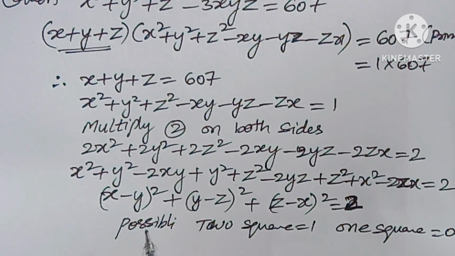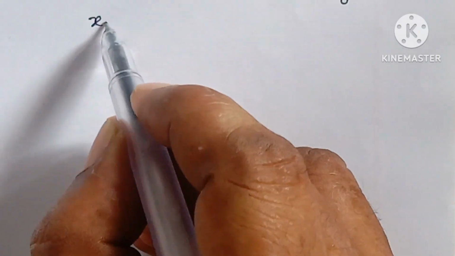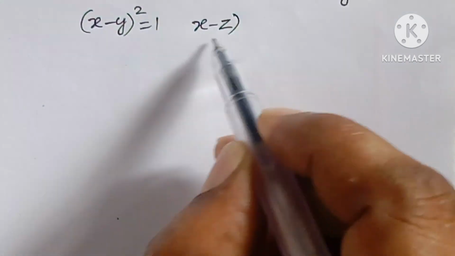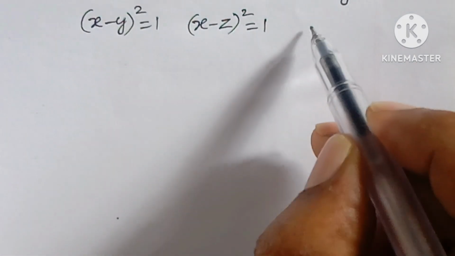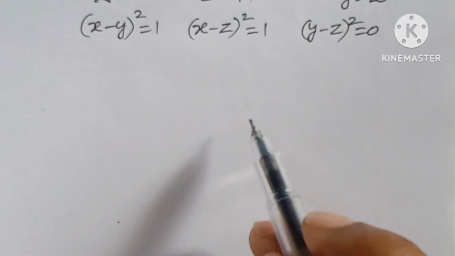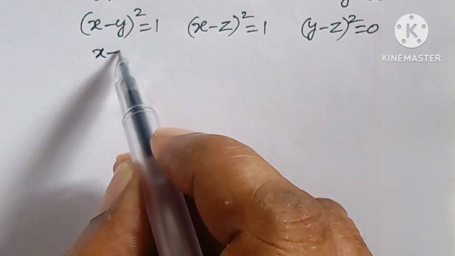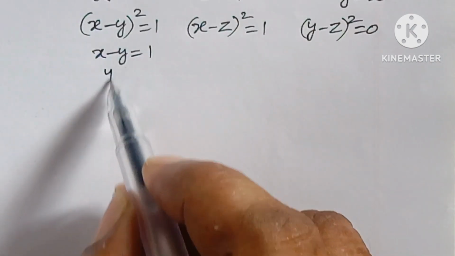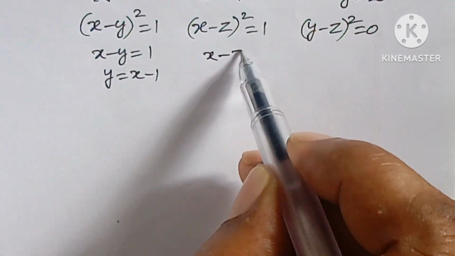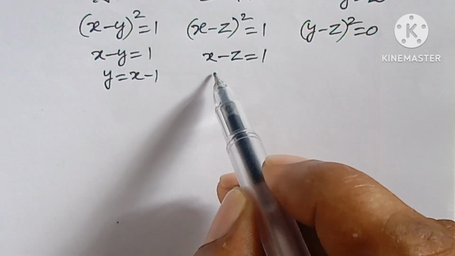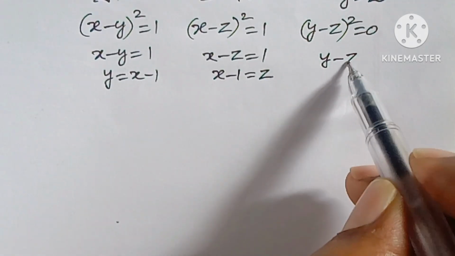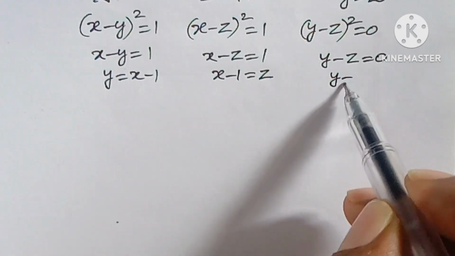Let us take (x minus y) whole squared equal to 1, (x minus z) whole squared equal to 1, and (y minus z) whole squared equal to 0. So here you can write x minus y is equal to 1, so y is equal to x minus 1. x minus z is equal to 1, so x minus 1 equal to z. y minus z equal to 0, so y is equal to z.